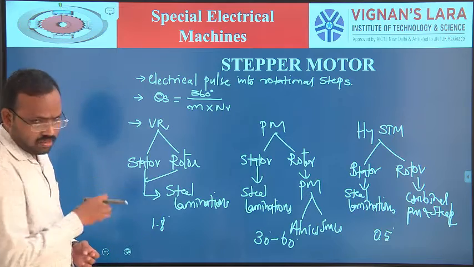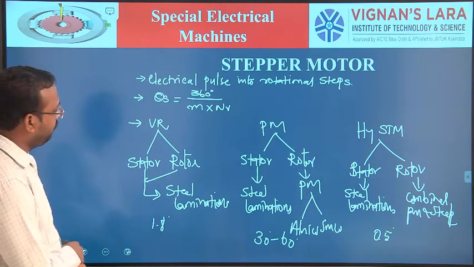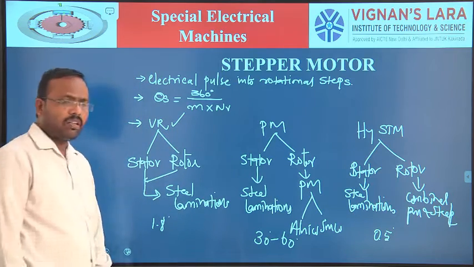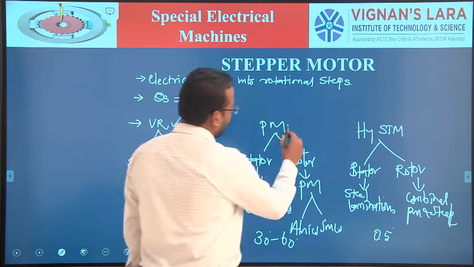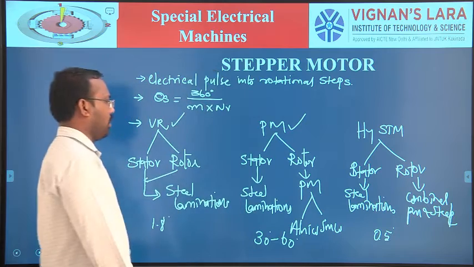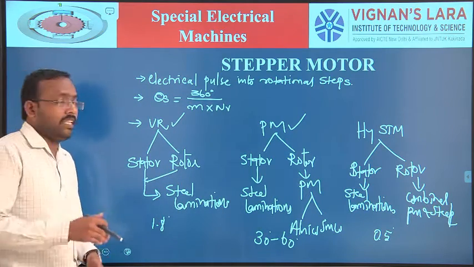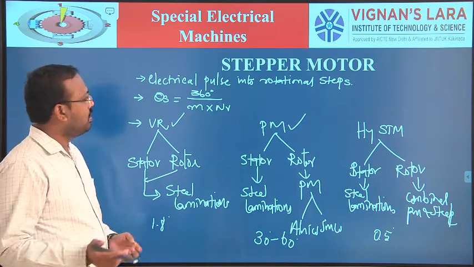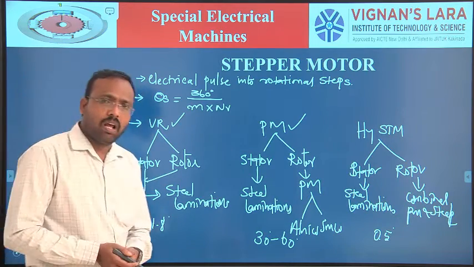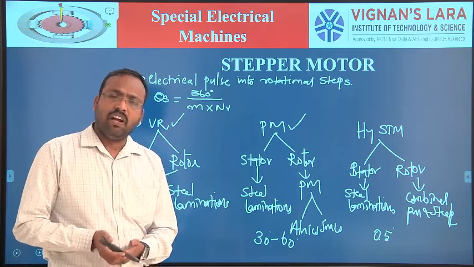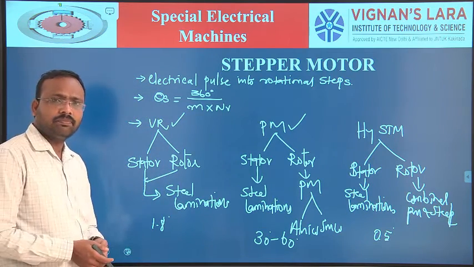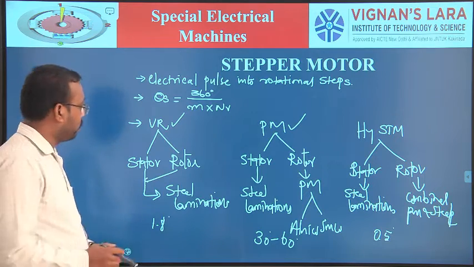And another thing we are going to study today: how to switch the VR stepper motor, how to switch the permanent magnet stepper motor, how to switch the phase winding. We have unipolar winding, bipolar winding, bifilar windings. We have different types of winding. We will see one by one.